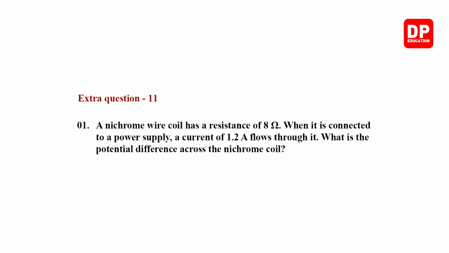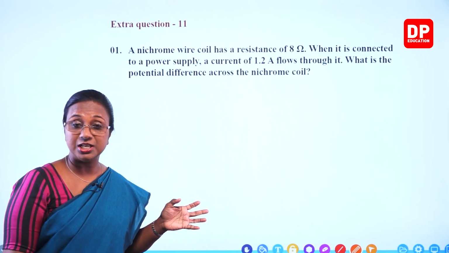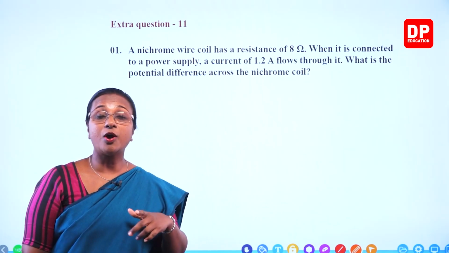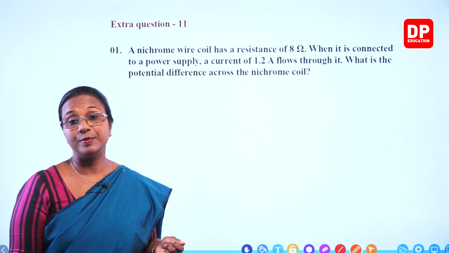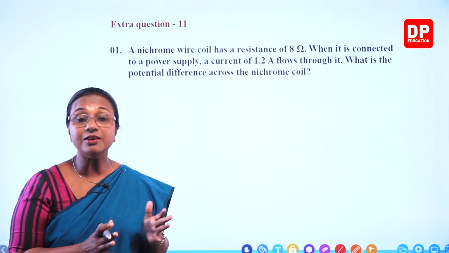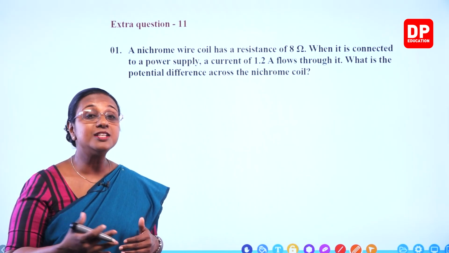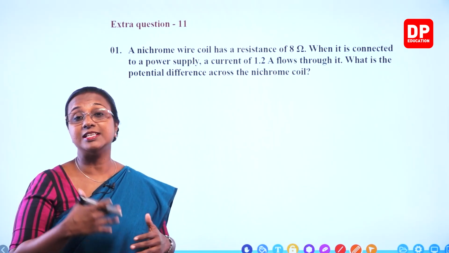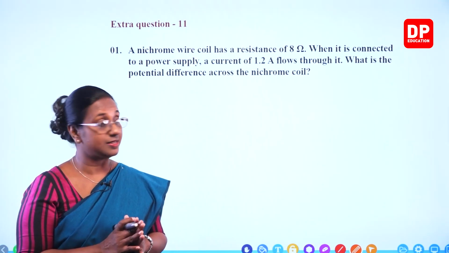So extra question 11. A nichrome wire coil has a resistance of 8 ohm. So when you look at the question, you all have to extract the information that you all know. So here the resistance is 8 ohm. And when we say nichrome wire coil, immediately you can remember. Nichrome is an alloy of nickel and chromium, and nichrome has very high resistance. That is why when electricity passes through nichrome, there is a large amount of heat released or heat produced. Most part of the electricity is converted to heat energy because of its high resistance.